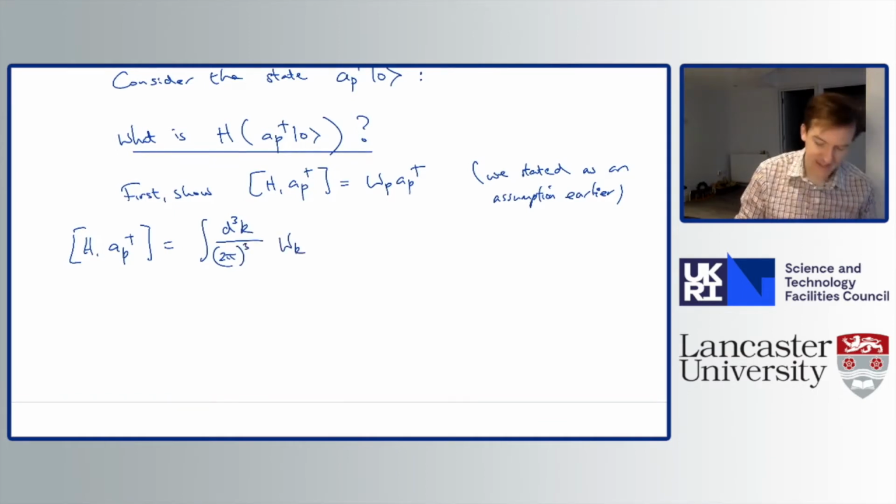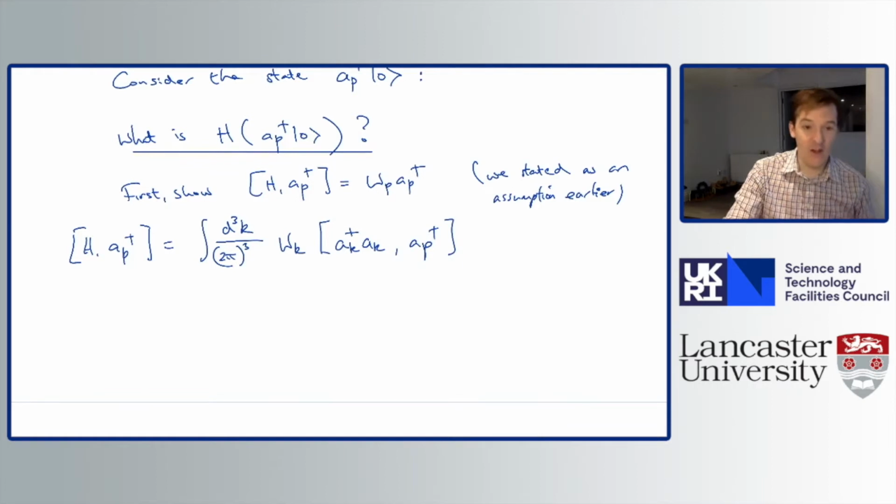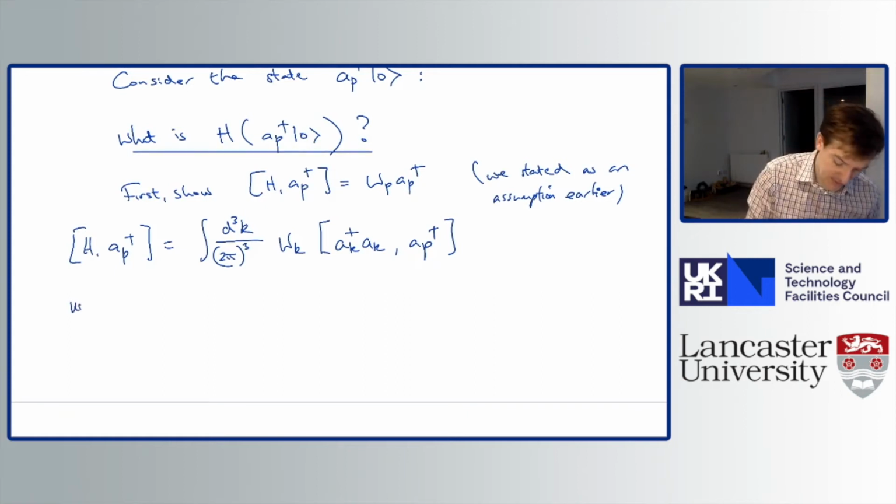We had omega K, so these are all numbers that I'm going to pull outside of the commutator, so without this square bracket, this is what H would be. So the only bits that matter for the commutator are the operator bit, so the A dagger, A K, and the commutator we then have to evaluate is this piece. Okay? So we just use some of the standard techniques to actually simplify this commutator.